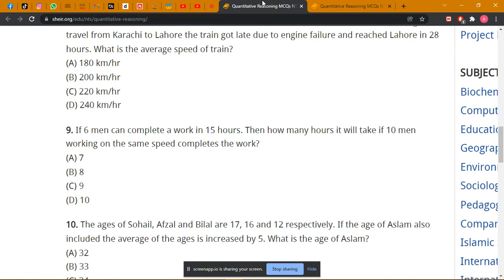Question number 9. If 6 men can complete a work in 15 hours, then how many hours will it take if 10 men working at the same speed complete the work? As you can see, the question is about inverse proportion. When the number of men is greater, the time taken will be less. Got it? And when the number of men is less, the time taken will be greater.